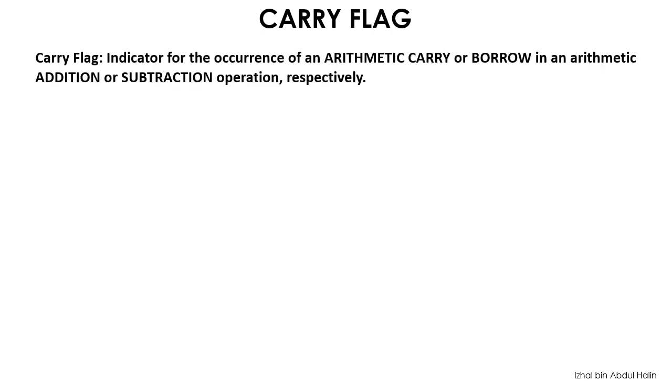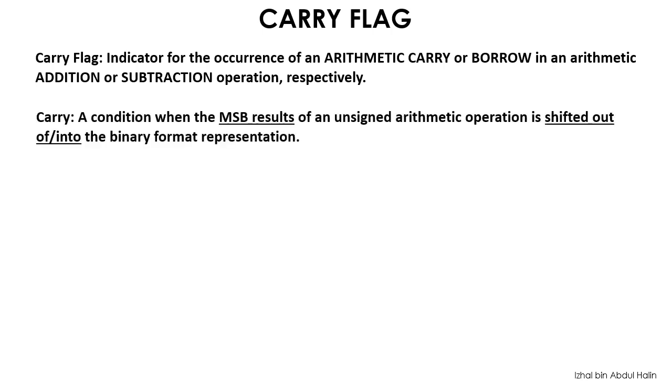Let us now study how the carry flag in the status register changes state. We have seen in part 2 of this video series that the carry flag is an indicator for the occurrence of an arithmetic carry or borrow when an arithmetic addition or subtraction operation is carried out. We should also know that a carry is generated when the MSB results of an unsigned arithmetic operation is shifted out of, or into, the binary format representation. An example will clarify this.